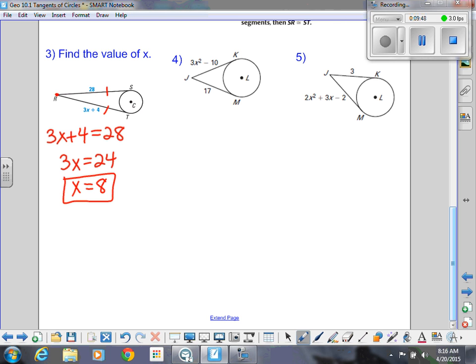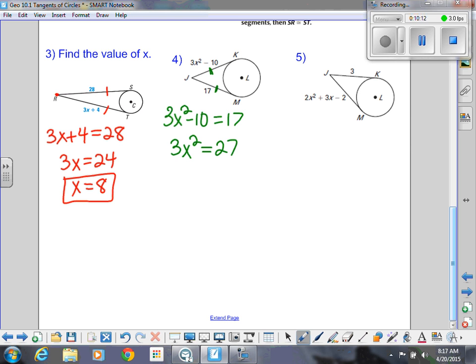No big deal. On this next one, number 4, again, those two segments are congruent, so I'm going to set 3x squared minus 10 equal to 17. And remember, this time I just have x squared that I'm getting by itself instead of plain old x. So I'm going to add that 10 over to the other side. That gives me 27 on the right-hand side.